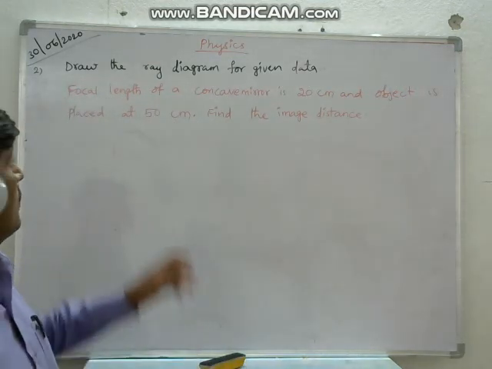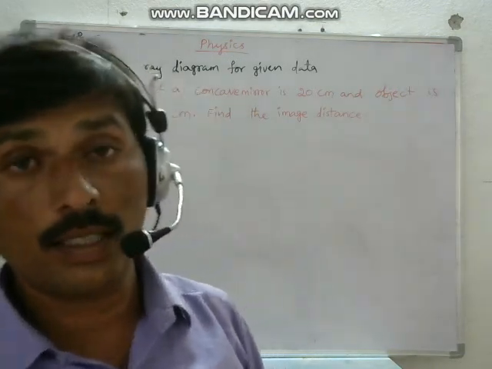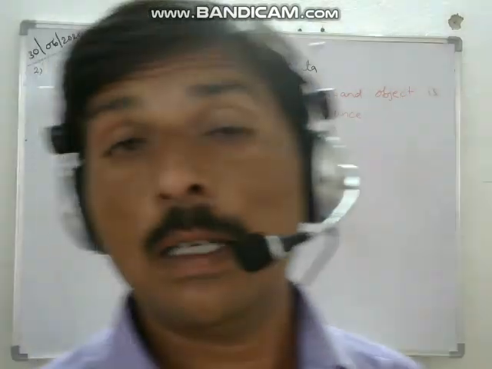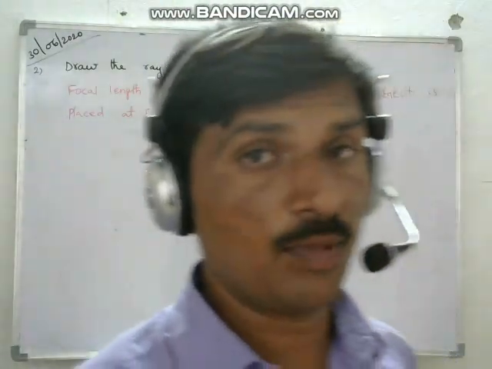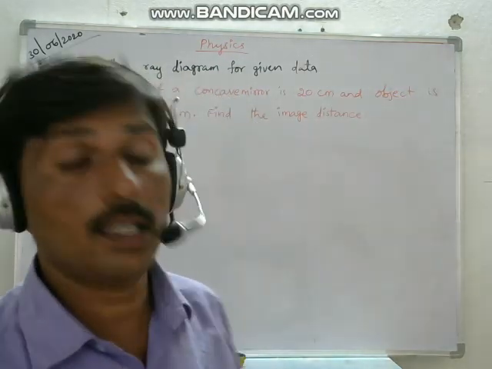Okay, children. See here, the given focal length is 20 centimeter, and the object is placed at 50 centimeter. The object is placed at what? 50 centimeter. So we have to find the image distance as well as draw the ray diagram.